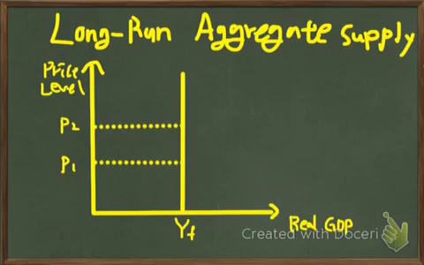So, okay, now I'm going to talk about it. This view asserts that the potential output is based entirely on the quantity and the quality of the factors of production and not on the price level. Thus, the long-run aggregate supply is independent of the price level. This model illustrates that the price level might rise from P1 to P2, but the level of output does not change.